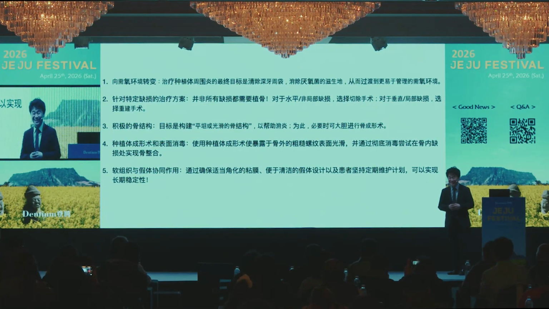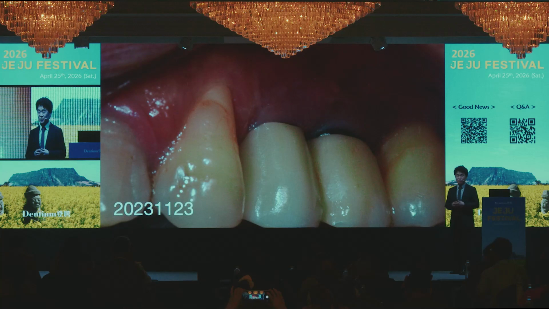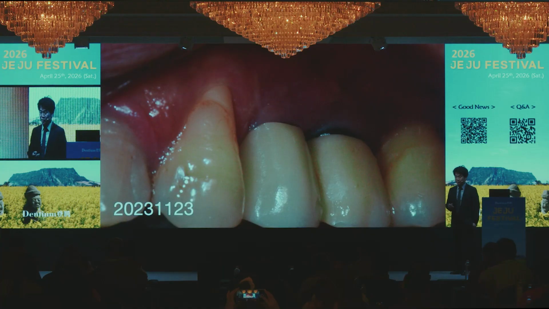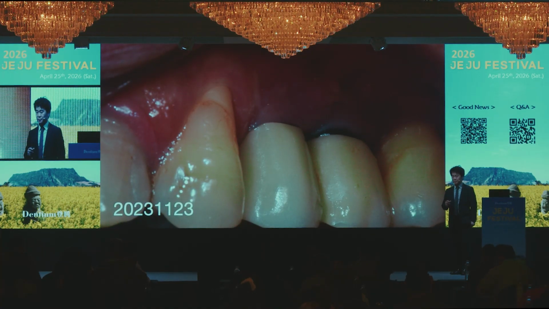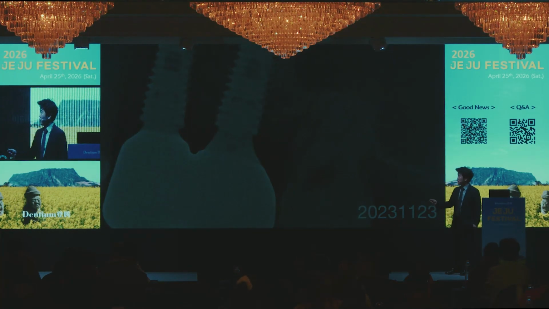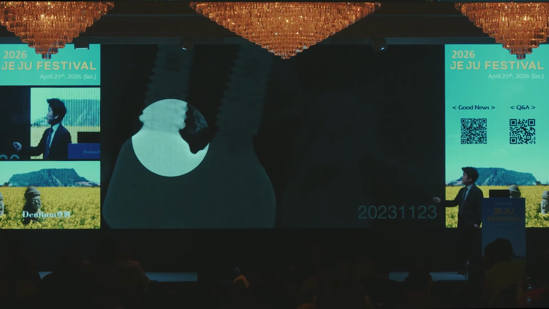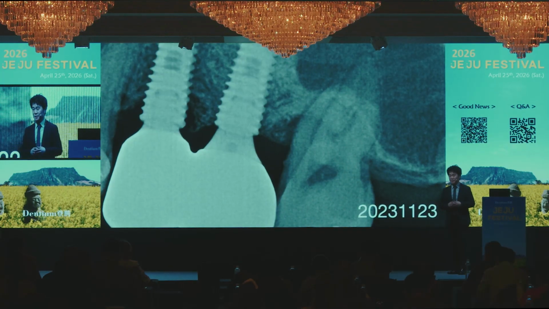Okay. And this is the first patient in my lecture. He was referred by my colleague, a prosthodontic professor. The main chief complaint is the bone loss in the radiograph. As you can see, the first implant clearly shows bone loss around the implant.